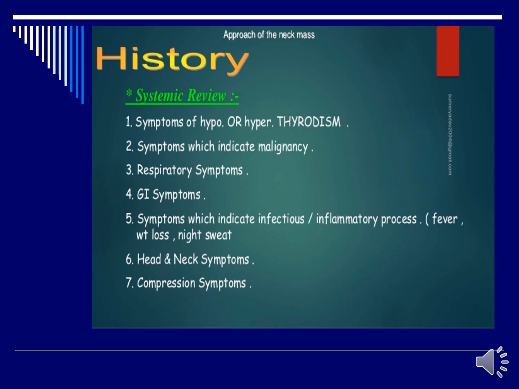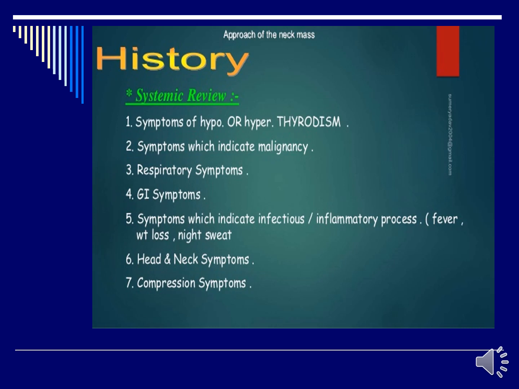Head and neck symptoms. Other head and neck symptoms may indicate disease in the neck and head, for example tumor of the nasopharynx, where 70% present with cervical lymph nodes. Tumor in the sinuses, tumor in the mandible, and salivary gland tumor present with cervical lymph nodes, and so on.